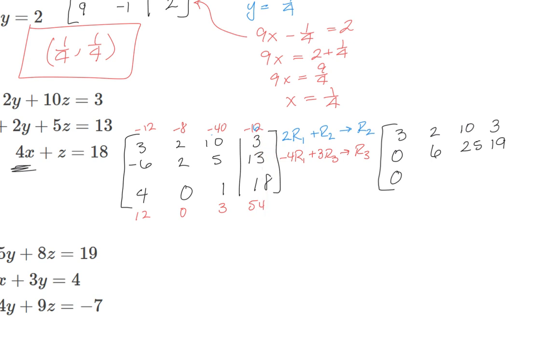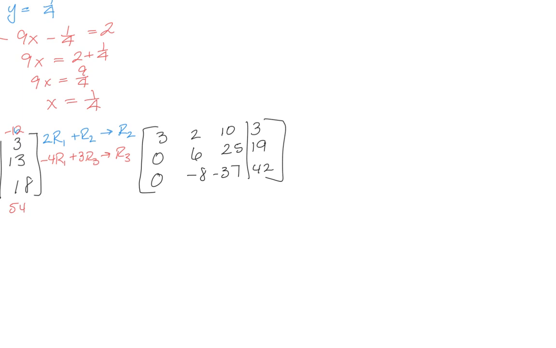Get a 0 there and a negative 8 there, and negative 37, and then 42. Now my next goal is to put a 0 right here. Once I have a 0 right here, then I'm going to have 0, 0, and then a number here equal to a number here, which means I can find my z. So I'm done for right now with row 1.